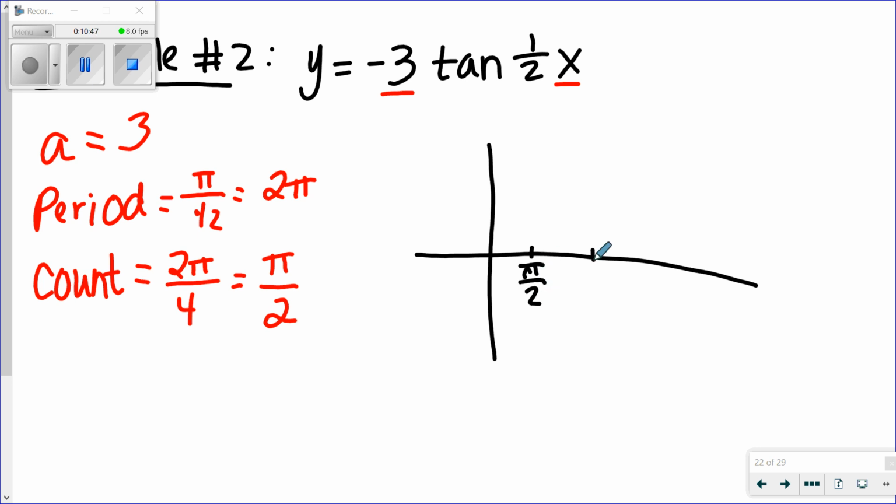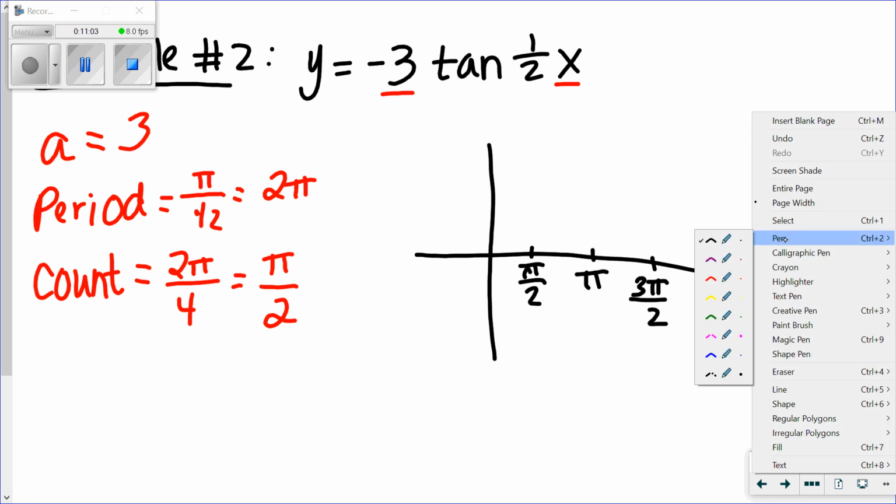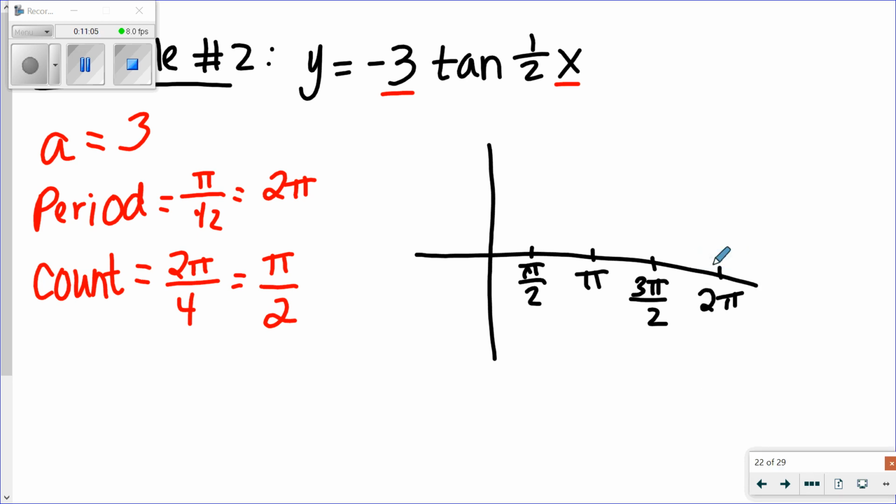If I add pi over 2 again, we get 2 pi over 2, which is pi. Then I've got 3 pi over 2, and last but not least is 4 pi over 2, which is 2 pi. Now I am ready to plug my numbers in and go. I'm going to plug in my 0 first, so I'm replacing x with 0. 1/2 times 0 is 0.